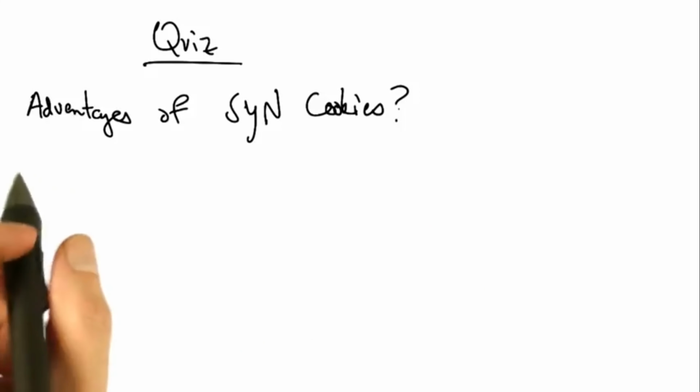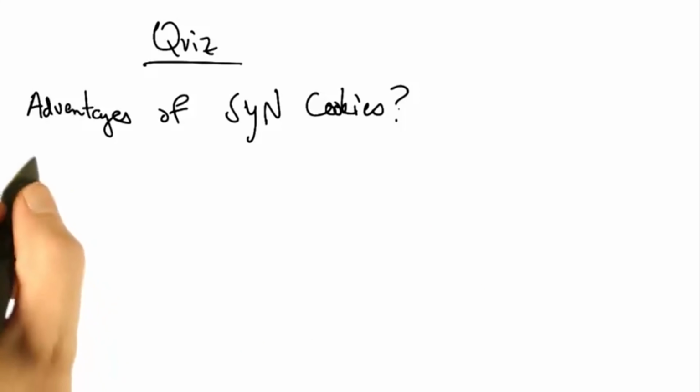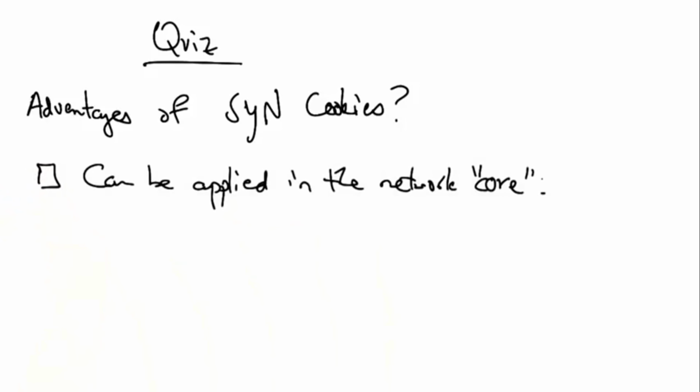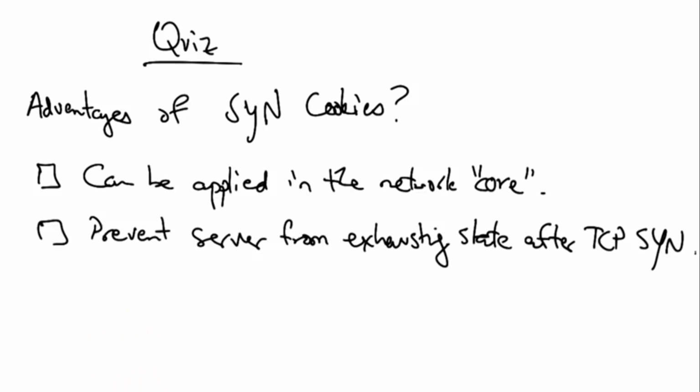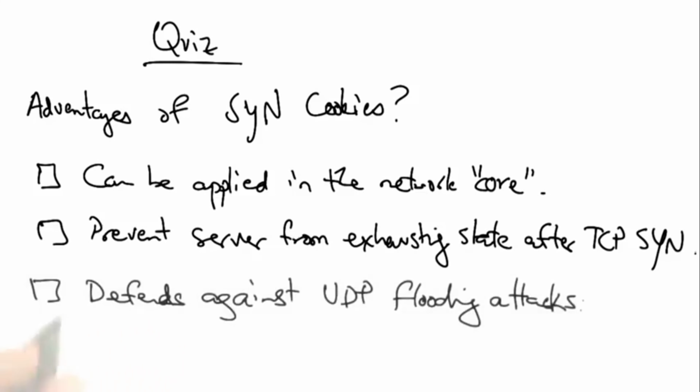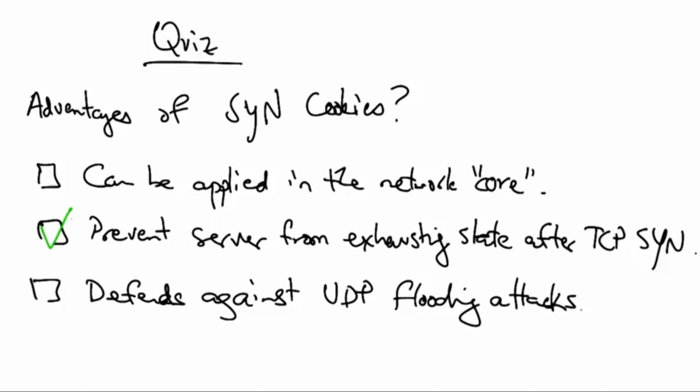So as a quick quiz, what are some of the advantages of TCP SYN cookies? Is it that they can be applied to filter traffic in the network core? Is it that they can prevent the server from exhausting state by setting up socket buffers after receiving a TCP SYN? Or is it that they can defend against UDP flooding attacks? TCP SYN cookies can prevent a server from exhausting state after receiving the initial TCP SYN packet.